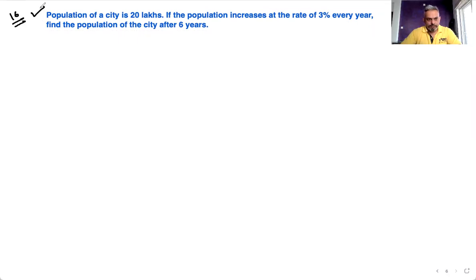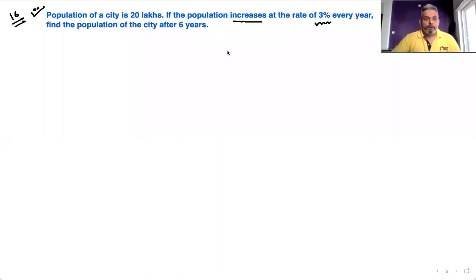Again important, exam में expected है such sums. Population of a city is 20 lakhs. If the population increases at the rate of 3% every year, very important point, ध्यान देना please, 3% every year, find the population of the city after 6 years.